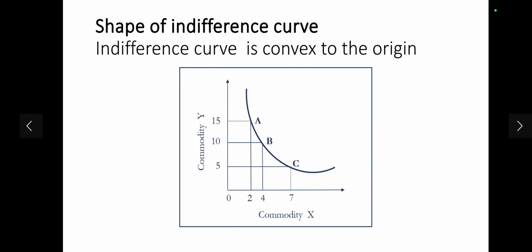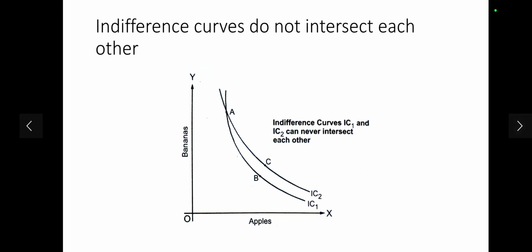Now, the shape of the IC. IC is drawn convex to the origin, as we mentioned in the assumption. IC is convex to the origin because of diminishing marginal rate of substitution. Here the consumer is moving from point A to point B. The consumer gives up 5 units of commodity Y in order to get 2 extra units of commodity X. Then the consumer may move from point B to C, which means that the consumer is giving again 5 units of good Y, but to get 3 extra units of good X. So in other words, the consumer is giving less and less of one good in order to get more and more of the other good.